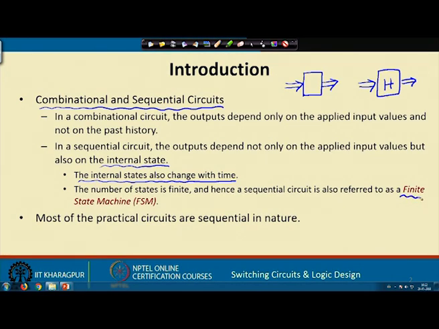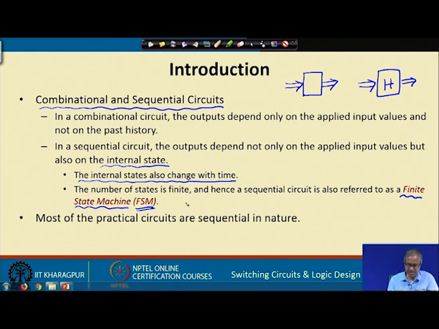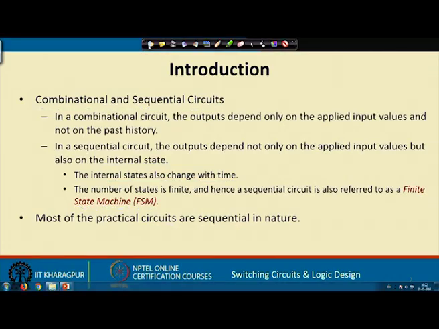So, from a practical point of view, we talk about something called finite state machines, or in short FSM. A finite state machine is nothing but a sequential circuit where the number of states or the internal history information is finite in number. That is why it is called a finite state machine. And of course, we mentioned this repeatedly, that most of the practical circuits we see around us are sequential in nature. Very rarely will you find a circuit where the output depends only on the inputs and not on the history. Okay? All right.